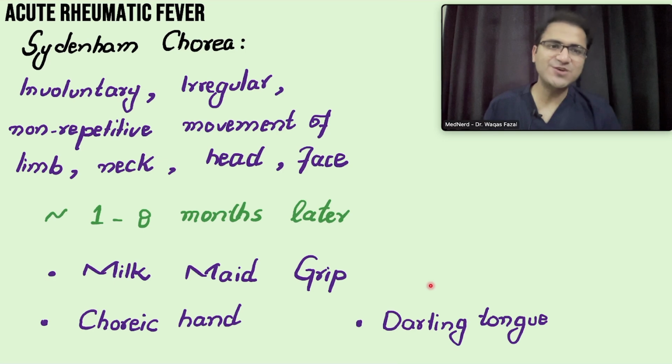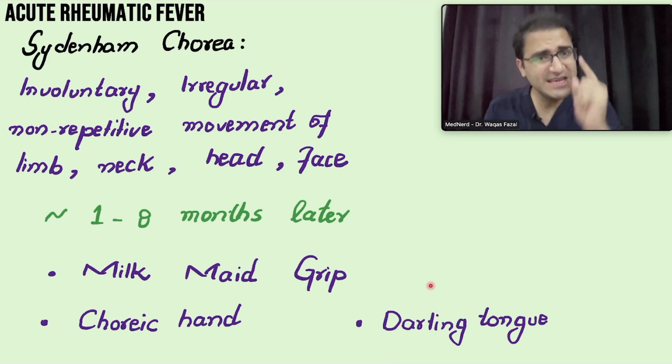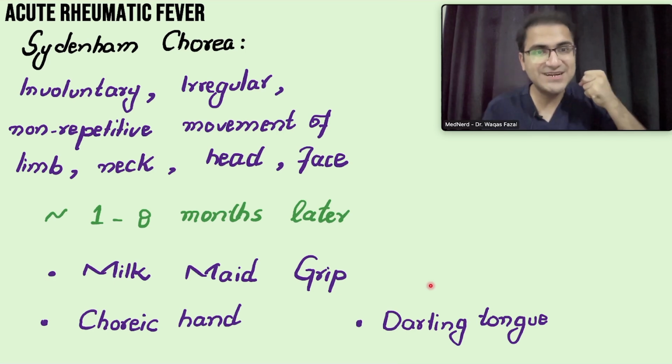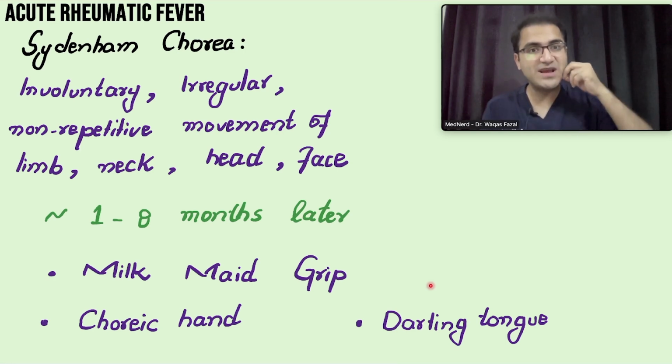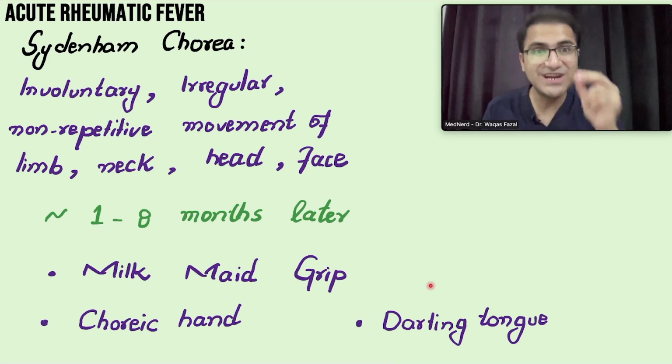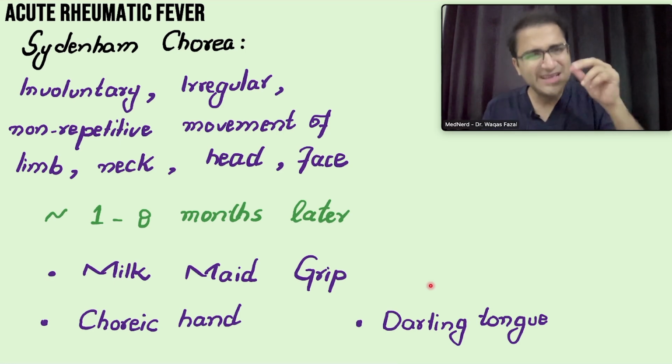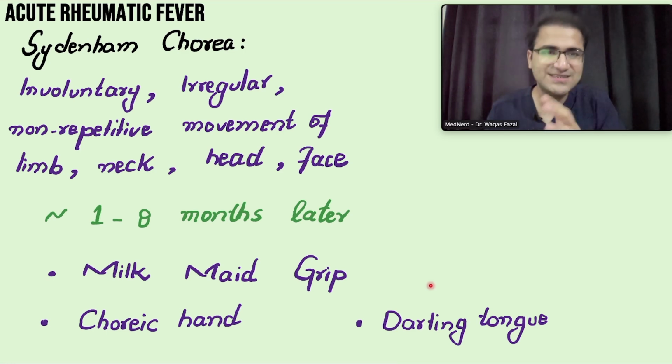Another interesting thing that you would see in these patients is that when you ask them to bring their tongue outside and keep it outside, they will bring their tongue outside for some time and then involuntarily they will retract it back. That is called a darting tongue, where they bring their tongue outside for some time, then it again goes back, then they again try to bring the tongue out, then it again goes back. That is called darting tongue, the involuntary, irregular movement that is classically seen in Sydenham Chorea. Sydenham Chorea is a dance-like movement.